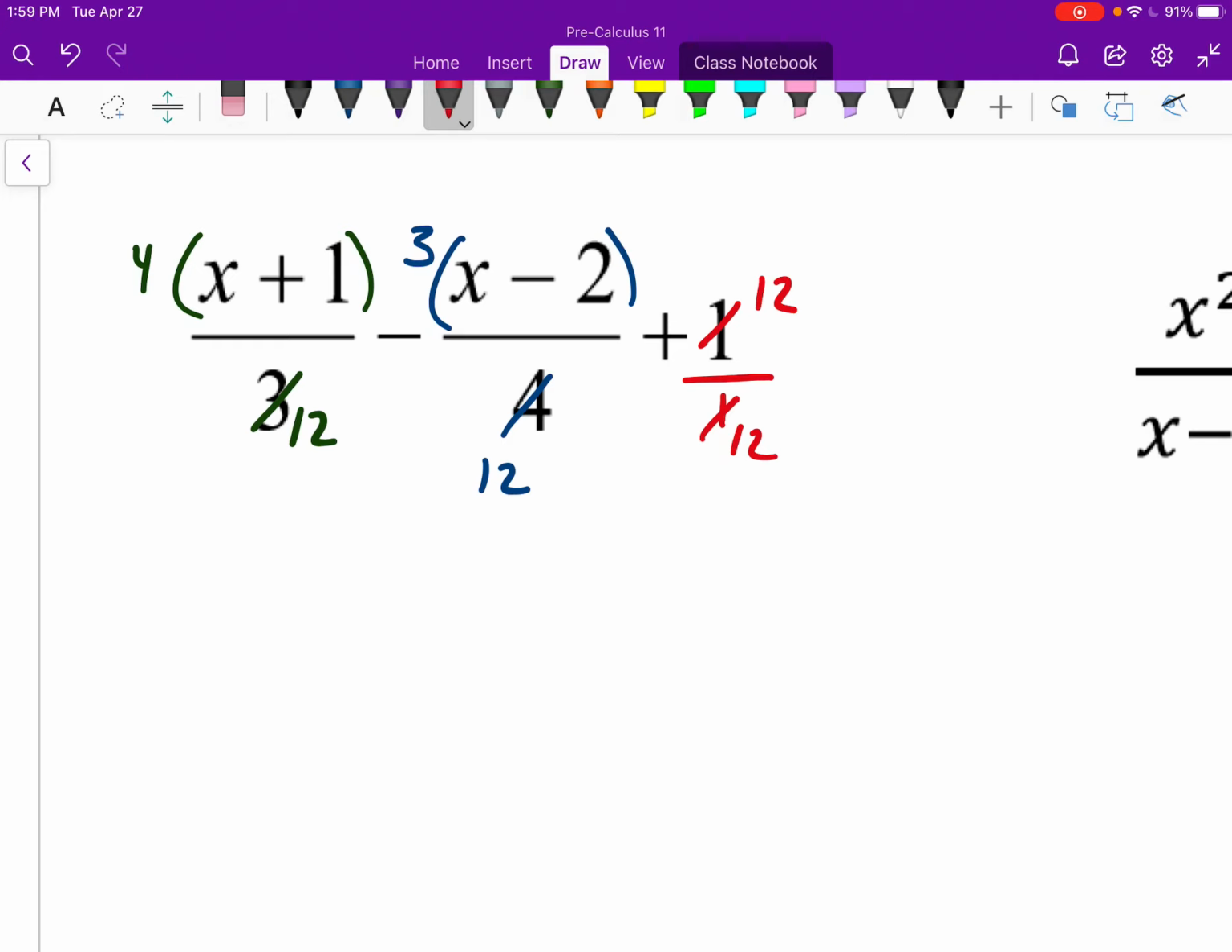Okay, it's gotten pretty messy. I've got to be careful. In the numerator, I have 4 times x plus 1, minus 3 times x minus 2, plus 12. I have all that in my numerator. So let's be careful with that.